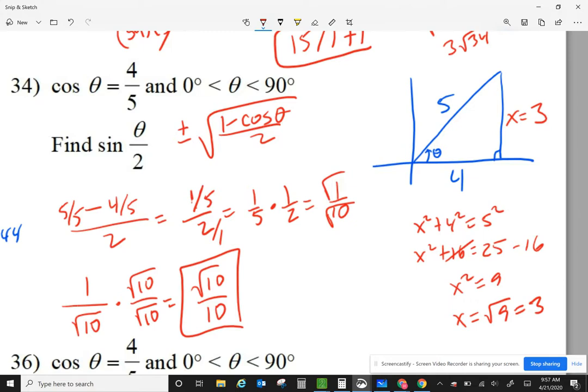My tangent in the first quadrant is positive. So radical 10 over 10. How do we type this? Radical 10 over 10.